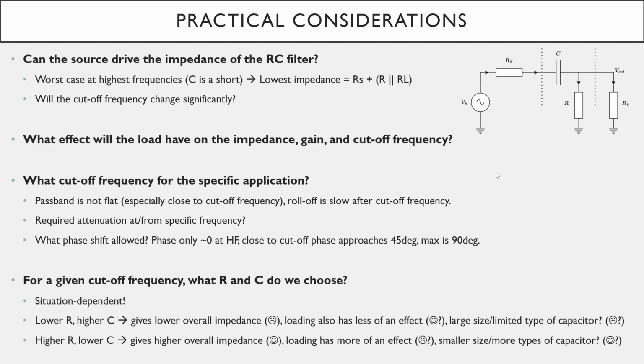Larger size capacitors might come in larger package sizes. You might be limited in the type of capacitors you can use. For example, you might have to use class 2 multilayer ceramics because they have a higher capacitance density, so to speak, and so on. Conversely, if you use higher resistance values, that will give you lower Cs. So using higher resistances will give you higher overall impedances. Loading might have more of an effect if you have a small RL, but then again, you might be able to use smaller size or more different types of capacitors for your C value because you've increased your R.